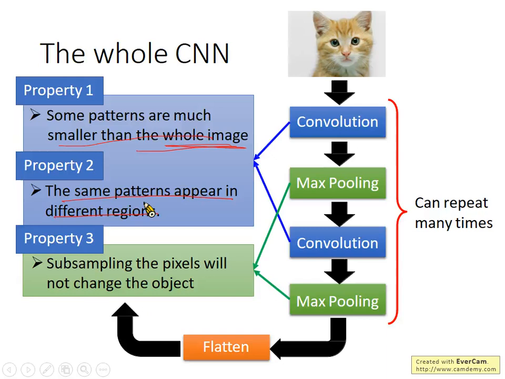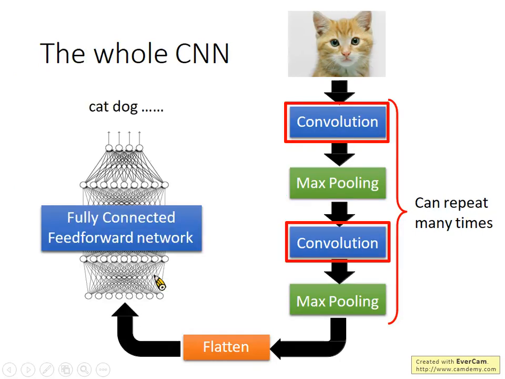And max pooling corresponds to the third property, subsampling. Subsampling will not change the object, will not change the semantics of the object. So this is the idea of the convolutional neural network. First, we will introduce the convolution operation.